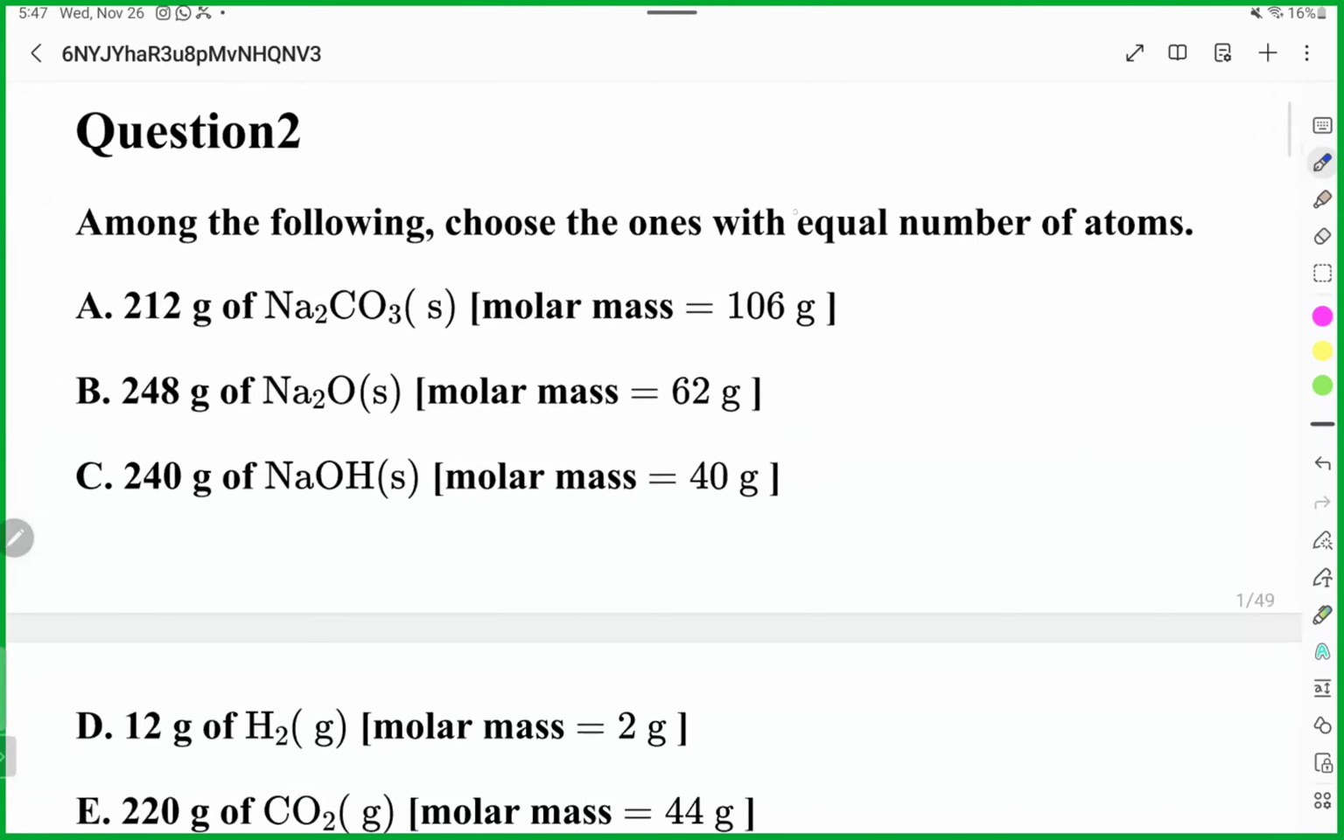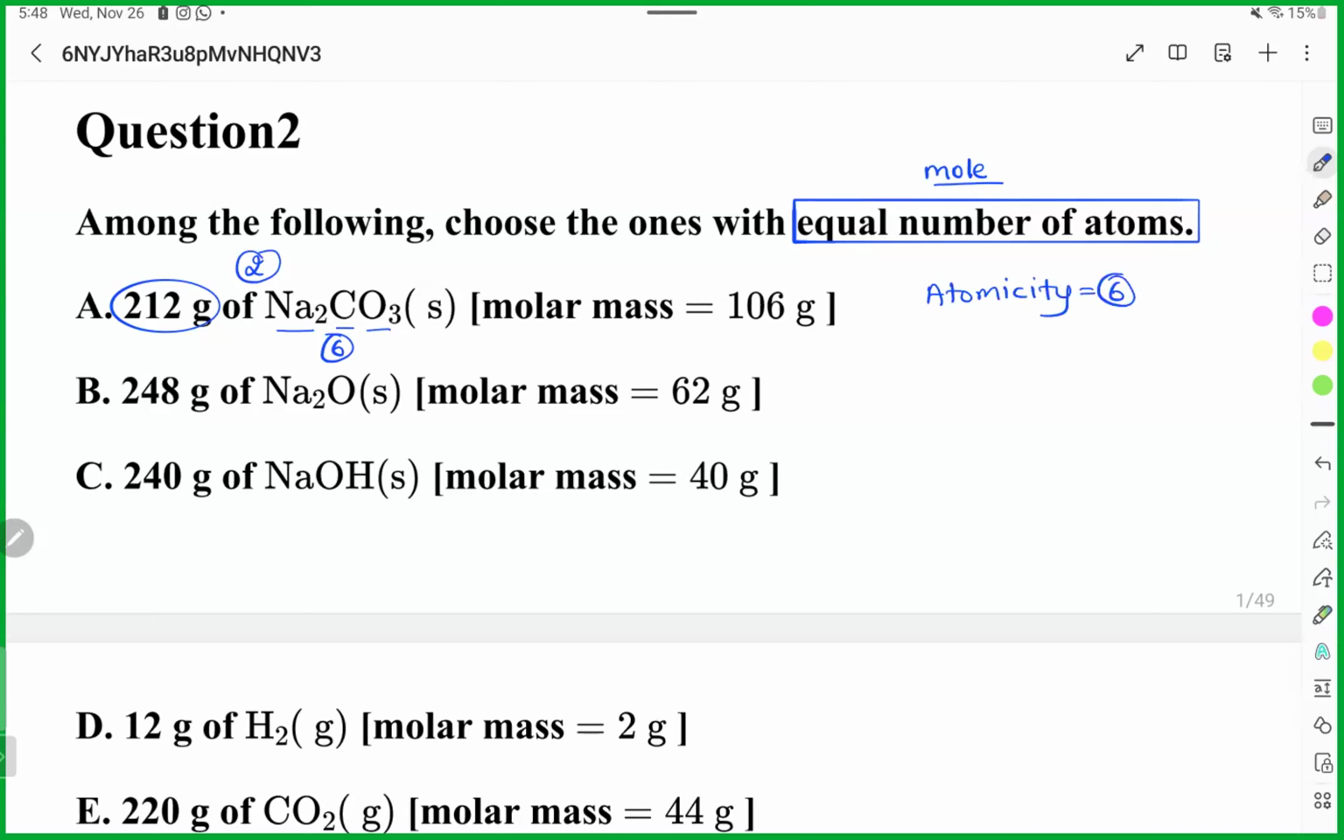Every year they are asking almost. So here you have to check what is the equal number of atoms. For an equal number of atoms, number of moles should be the same, right? Here, what will be the number of moles in this case? 2. What is the number of atoms? 2 plus 1 plus 3, 6. Make sense? Understood? I told you atomicity is really, really important. Here number of atoms is 6. So whatever will be the number of moles, you will multiply with 6.